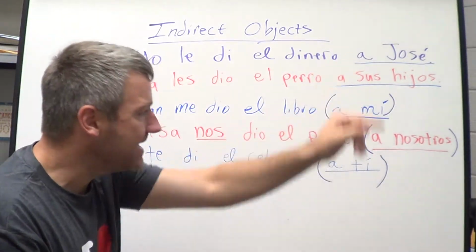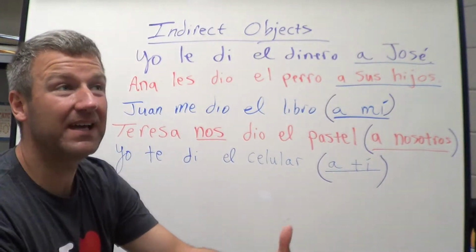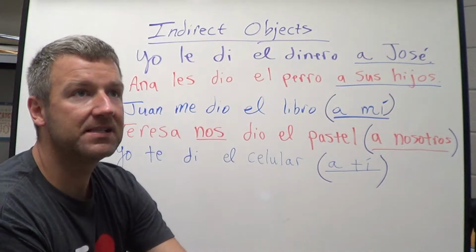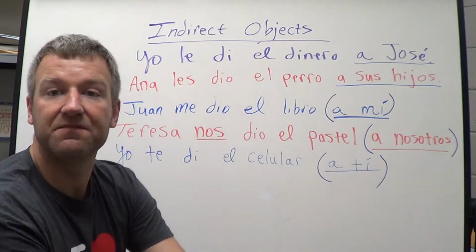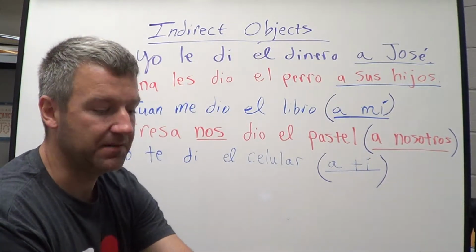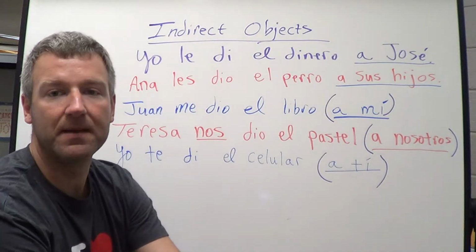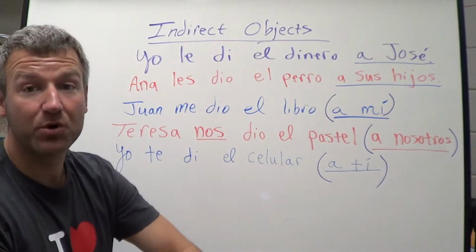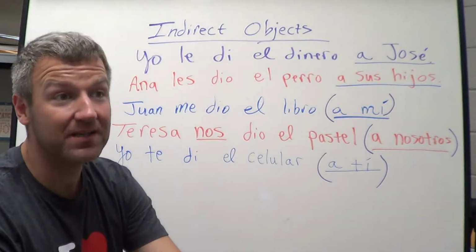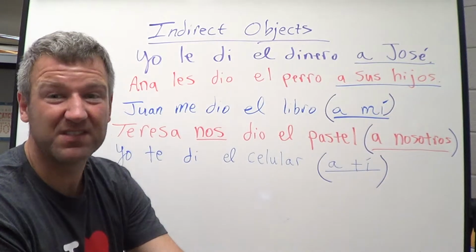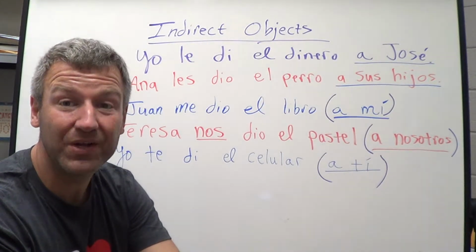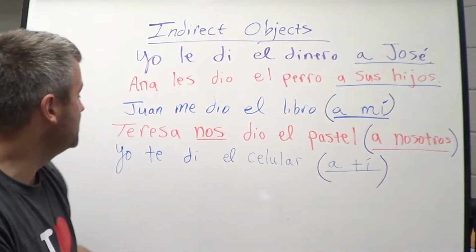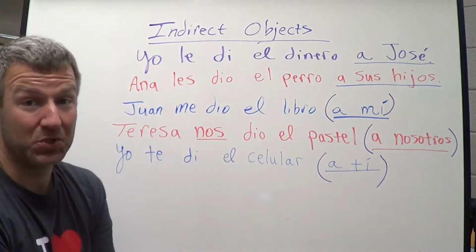All this a mí at the end of the sentence does is simply give emphasis that Juan gave the book to me. Think about it. Let's say that Juan gives me a book and my brother keeps taking it and trying to steal it from me. But I come out and I say, listen, Juan me dio el libro a mí. Juan gave the book to me. It's just a little extra emphasis. It's not necessary, it's not required, but it just gives a little extra emphasis in the sentence if you need to. Just like Teresa nos dio el pastel a nosotros.